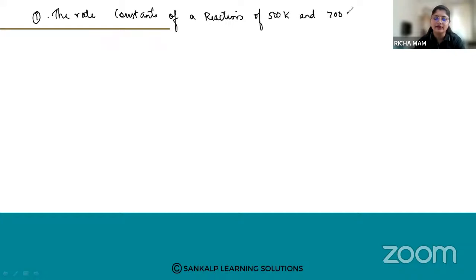Yes, so let us solve. First one: the rate constants of a reaction at 500 Kelvin and 700 Kelvin are 0.02 per second and 0.07 per second respectively. Calculate the EA, that is your activation energy.